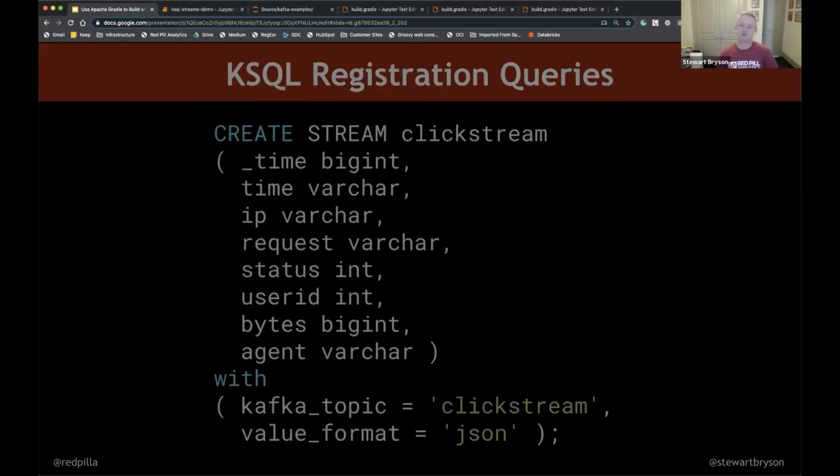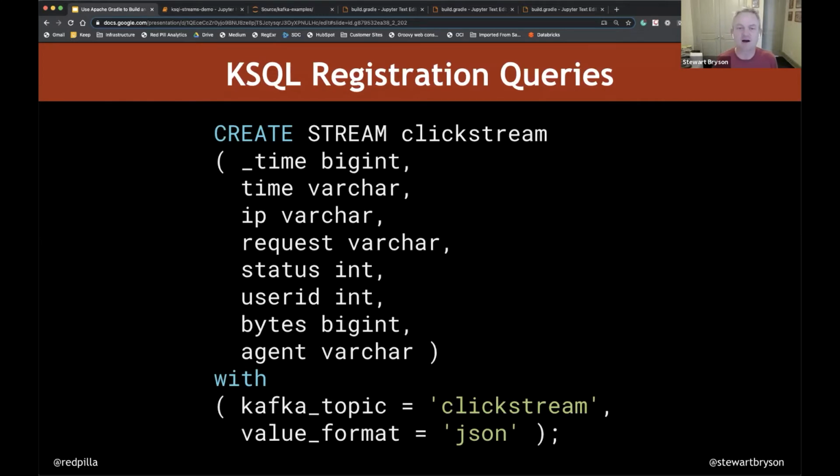So first we start with KSQL registration queries. By the way, I'm not sure that that's a standard name that Confluent uses, but it's something I use to make sense of these two different styles of queries. A registration query is kind of like DDL. KSQL can't really do much until data is in a Kafka topic. So when you have data in a Kafka topic, we need to give it a SQL-like structure.